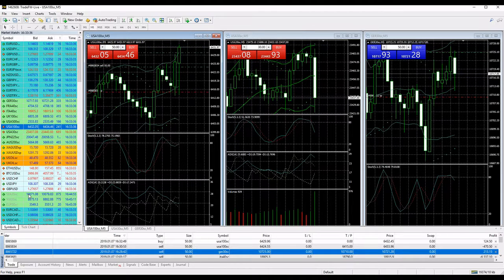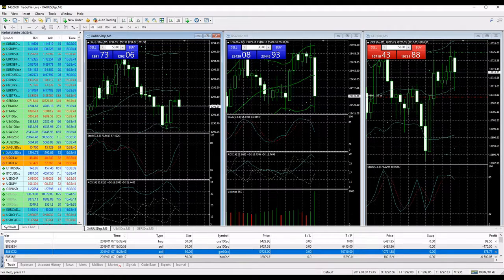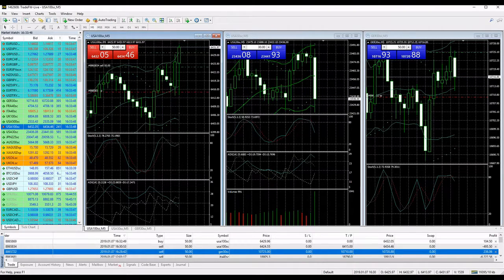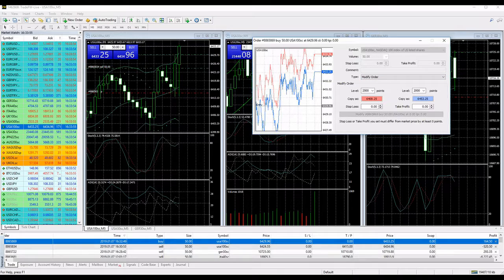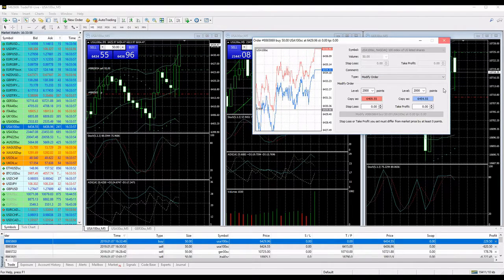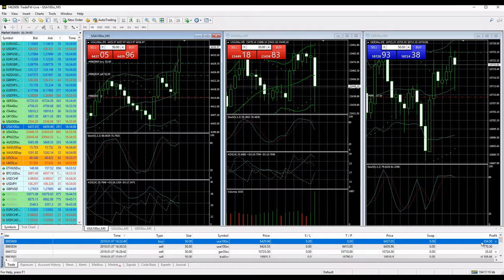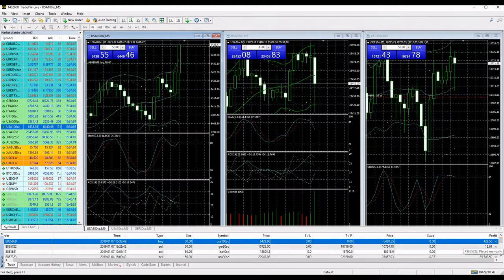What's happening with gold, by the way? I always have to check gold. Gold is one of those assets which you always have to keep an eye on. Nothing much yet. On USA 100, I'm making $100 on the long position. Guys, I'm closing my short position on USA 100 and leaving my long position. There we go. I'm making $400 right now on my long position.